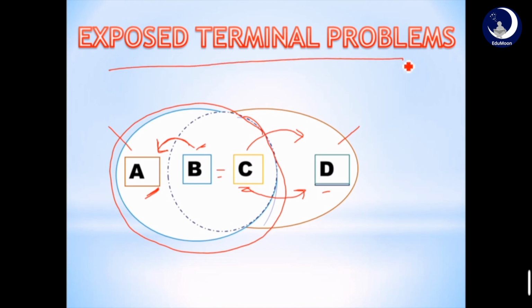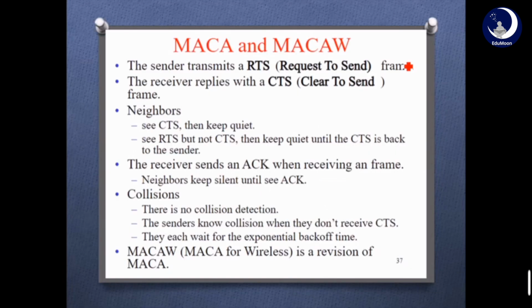The solution here is MACA, known as multiple access with collision avoidance. For example, A wants to send a frame to B. So A, the sender, starts by transmitting an RTS signal, which is the request to send frame. Then the receiver, which is B, replies with a CTS, which is known as the clear to send frame. The RTS includes how long the sender wants to hold the medium, which is the length of the data to be transmitted.